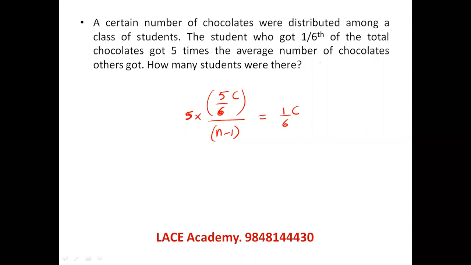Straightforwardly, I'm putting English into math. This is what we call coding. I'm coding the English language given into a math equation, math relation. Remaining chocolates distributed by remaining members, average 5 times is equal to the chocolates got by the person, which is 1/6 of the total. C gets cancelled, 6 gets cancelled, n minus 1 equal to 25, n equal to 26. Straightforward answer. Nothing is there.